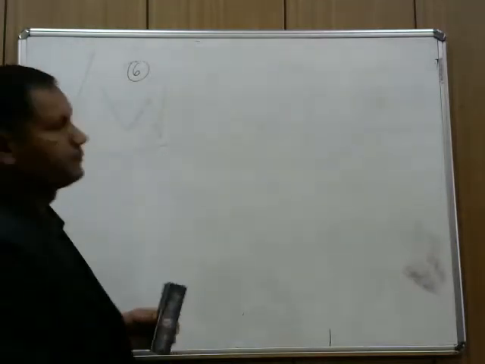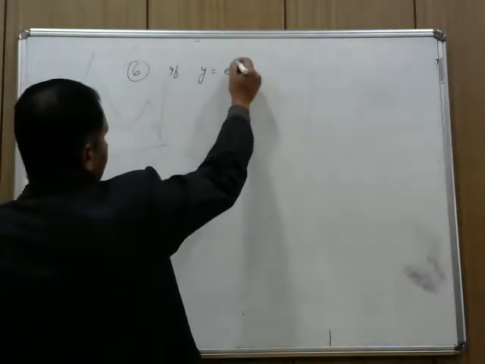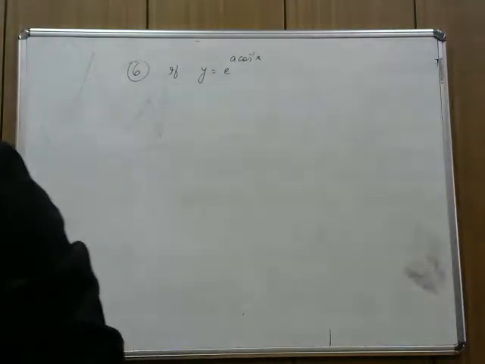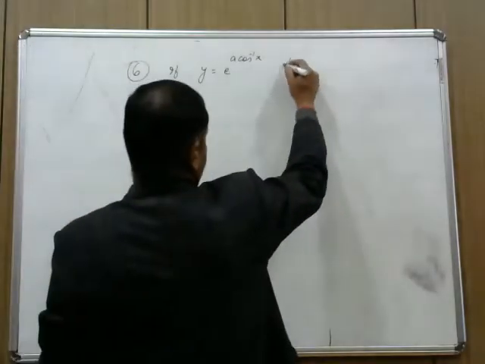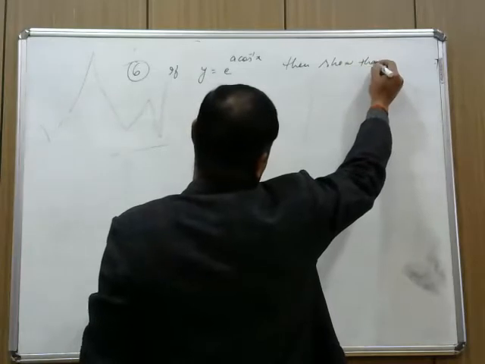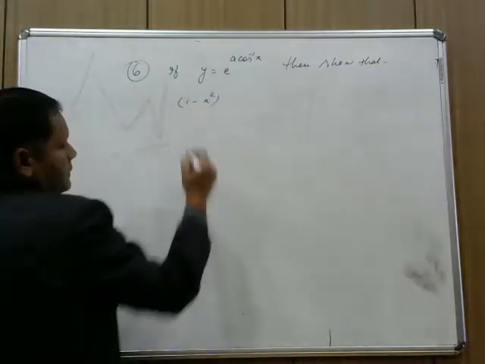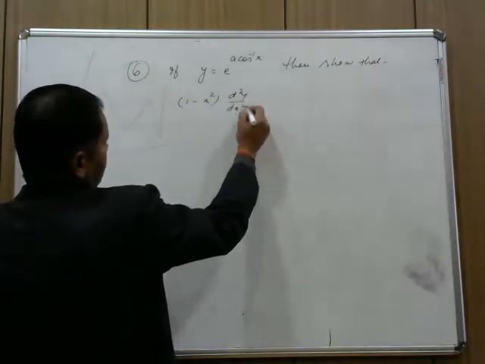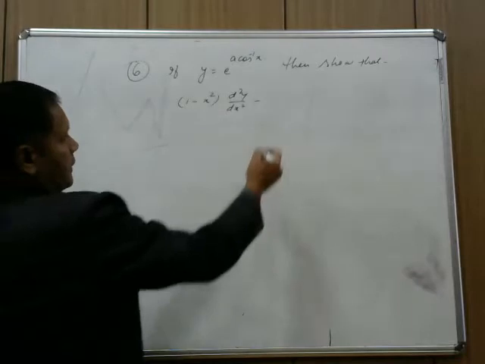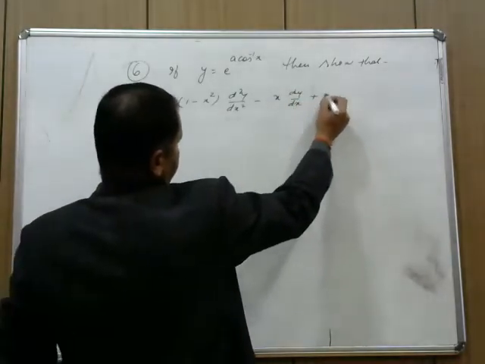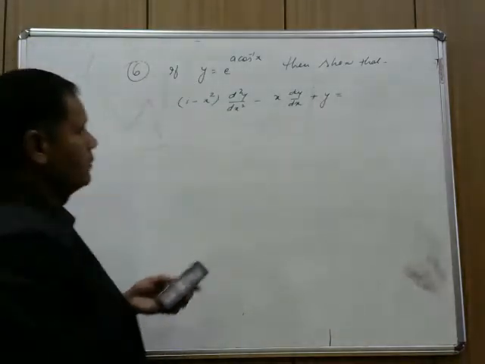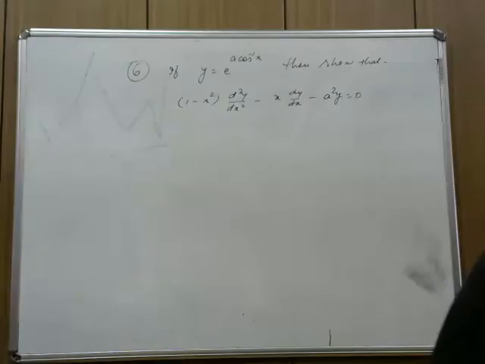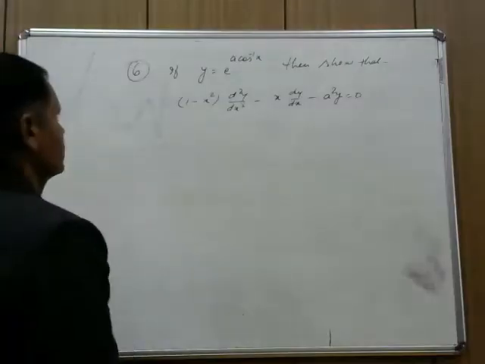If y is equal to e to the power a cos inverse x, then show that (1 minus x square) d2y by dx square minus x into dy by dx minus a square y is equal to 0. Right? See the solution.